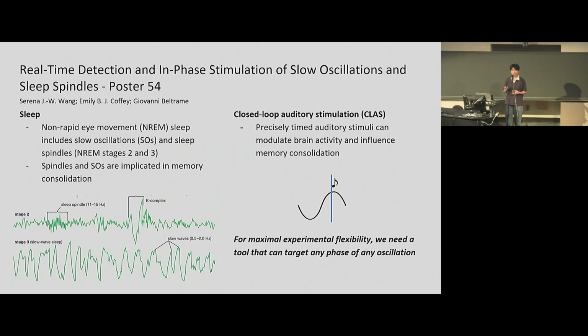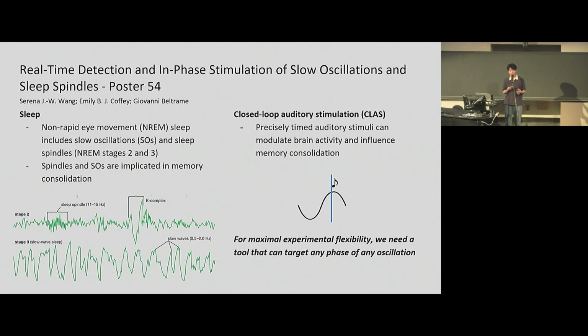So closed-loop auditory stimulation is the exact technique that allows us to do this interaction. By delivering auditory stimuli, like a sound, at the zero phase, at the peak of the slow oscillation, we are able to modulate brain activity, increase the frequency or amplitude, thus enhancing memory consolidation. Here it's important to note that we want a tool that can target any phase of any oscillation.